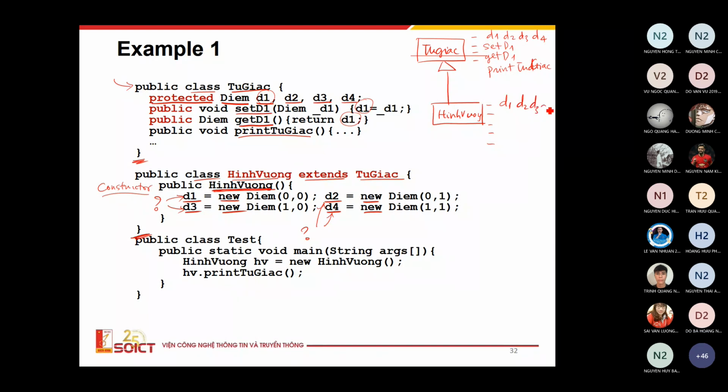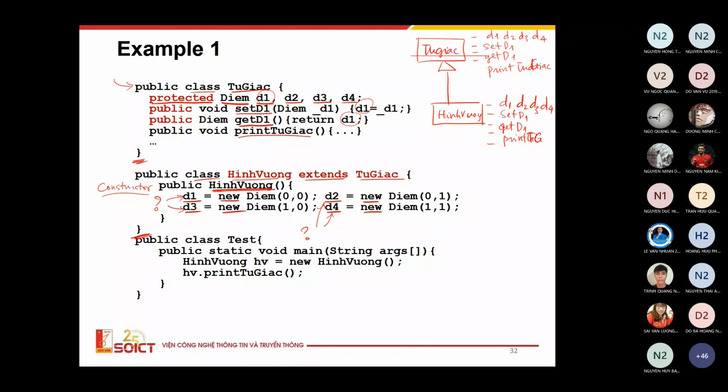Vậy thì trong hình vuông này tôi cũng có 4 thuộc tính là D1, D2, D3, D4. Thứ hai là các phương thức get, set và print tứ giác, thì hình vuông này cũng kế thừa được nhé, bởi vì đây đều là các phương thức có kiểu là public. Ngoài ra nó sẽ có những phương thức riêng của nó, thì ở đây không khai báo phương thức riêng nhé. Constructor thì không được gọi là member của class, đúng không?